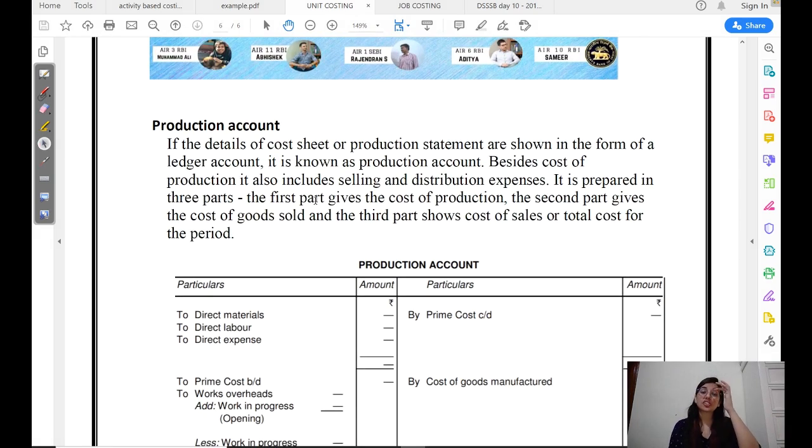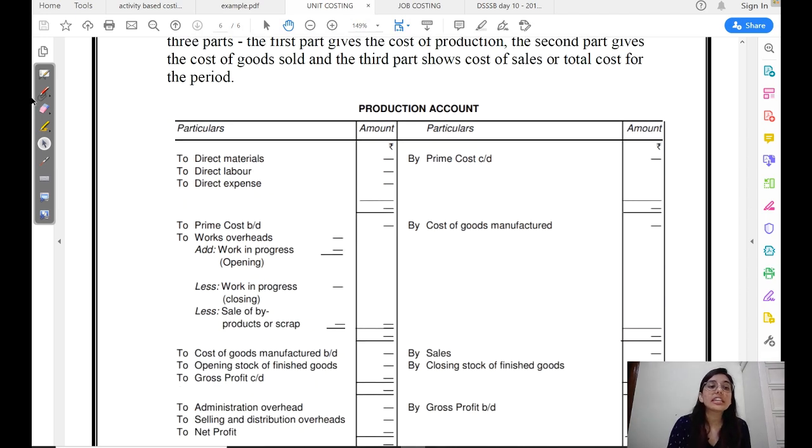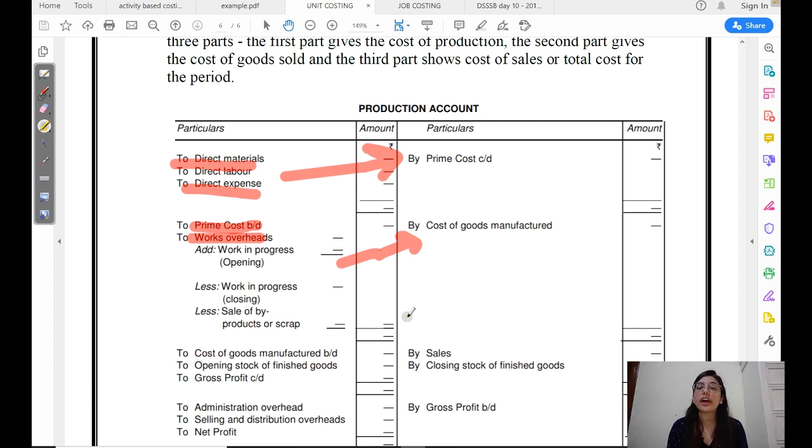Then the last is the production account. So you can state the elements of the cost sheet in an account form. That is nothing but the production account. So whenever the cost sheet is presented in the form of a ledger account, it is known as a production account. If you see, there are similar items only. So here there is direct material, direct expenses, and it will give you the prime cost. Then you will add works overheads to the prime cost, and that will give you the cost of goods manufactured. So these are the same elements as they were under the cost sheet. It is just that the format has changed, right? So this is nothing but the production account.